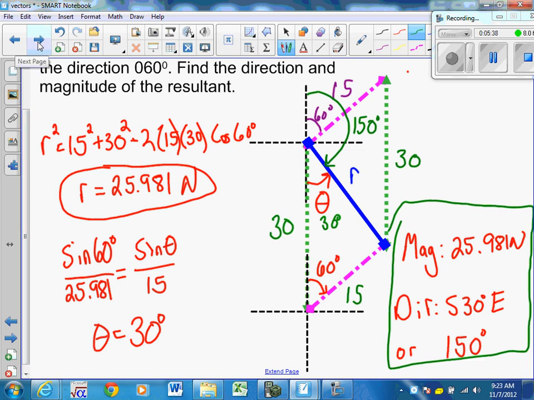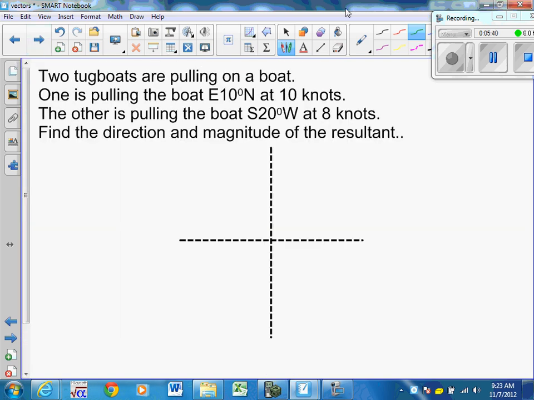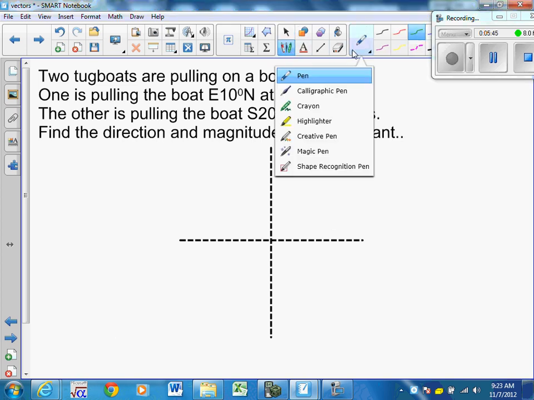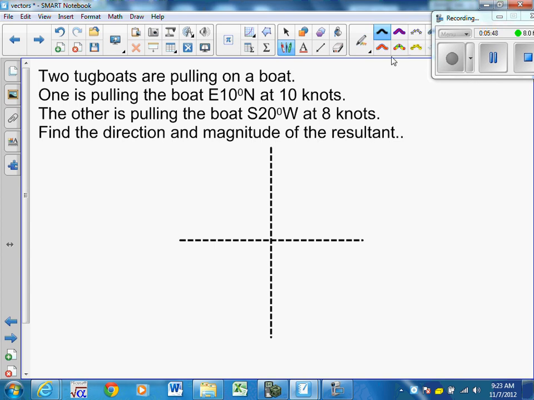Let's try another one. Two tugboats are pulling on a boat. So we will say right here is where our boat's at. It's the star right in the middle. Okay. One boat is pulling at east 10 degrees north at 10 knots.